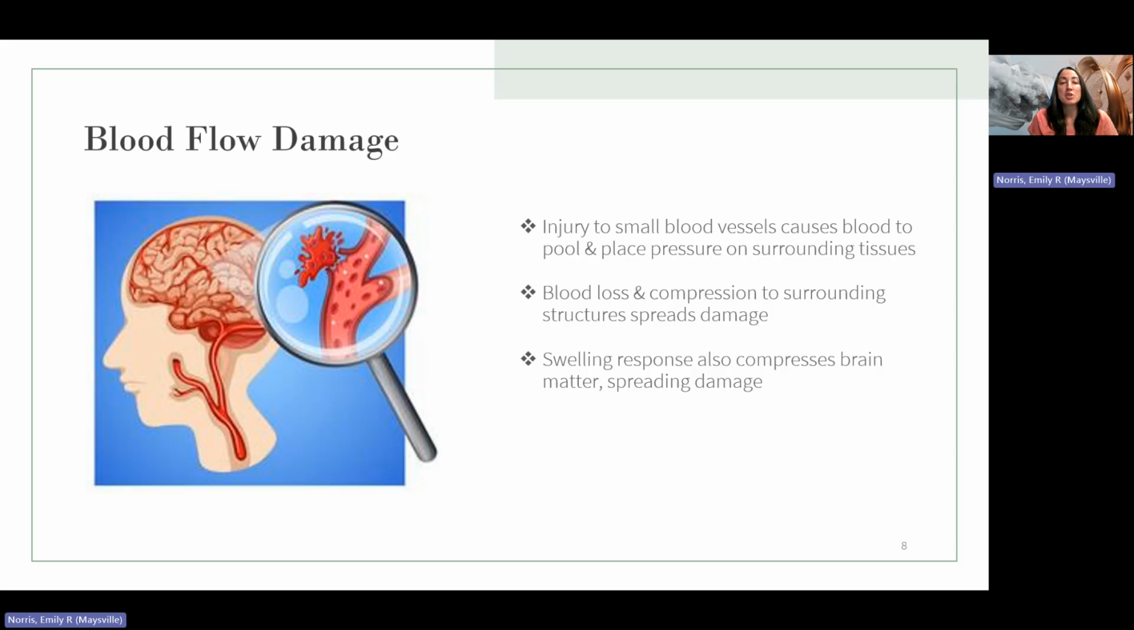With blood flow damage, if there's an injury to a small blood vessel, then it could cause blood to pool and place pressure on the surrounding tissues, and then the blood loss and the compression from the pressure of the blood gathering in that area both cause widespread damage. Swelling response also compresses the brain and spreads the damage more.